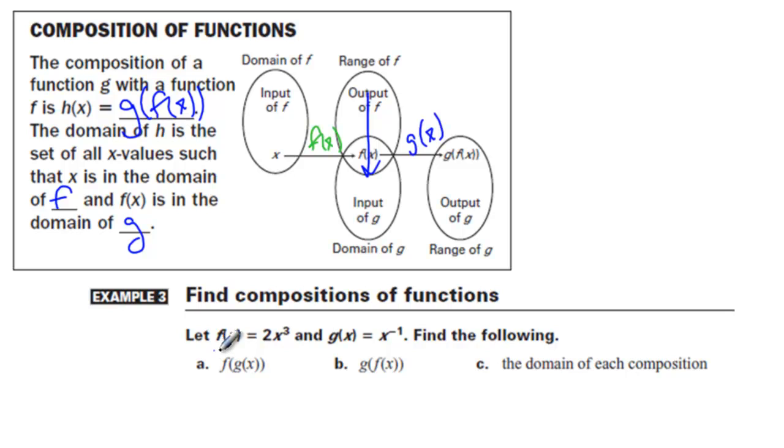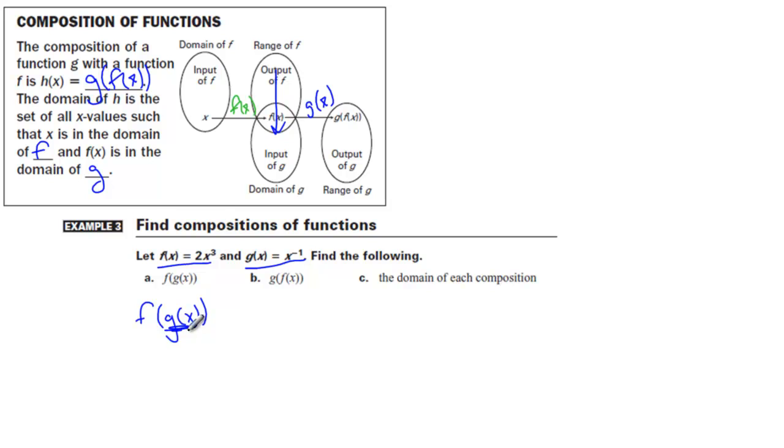So here we have f of x equals 2x cubed, g of x equals x to the negative 1. And when I see f of g of x, what I'm going to do is take this g of x and substitute what I have in there, x to the negative 1.